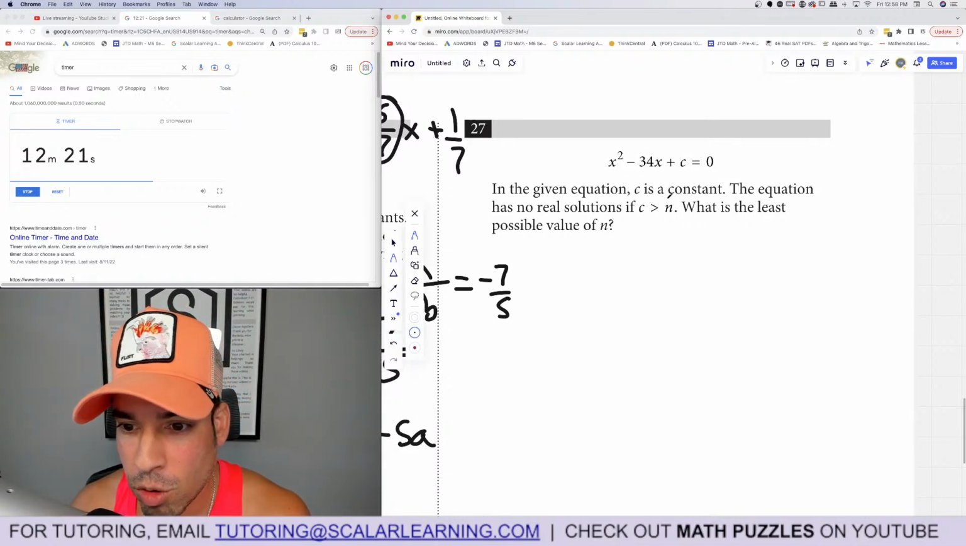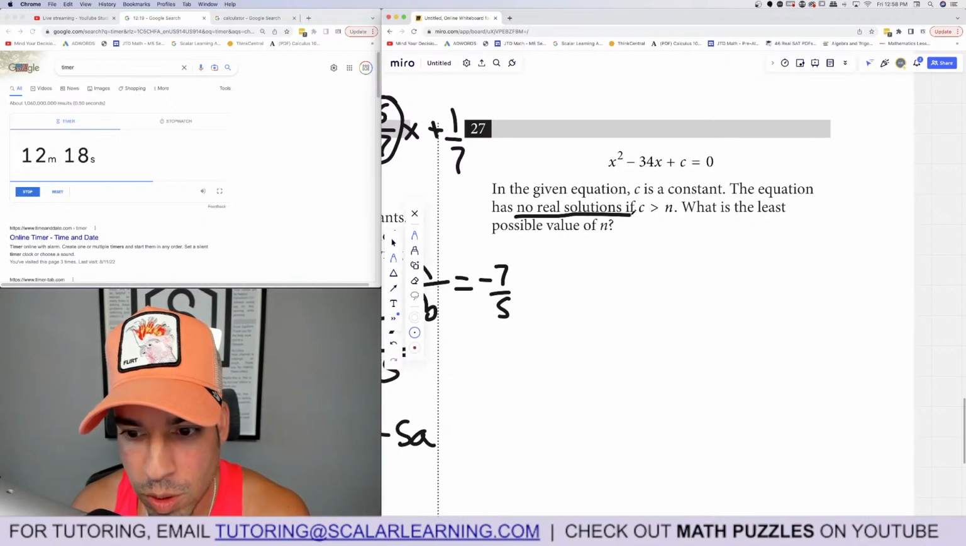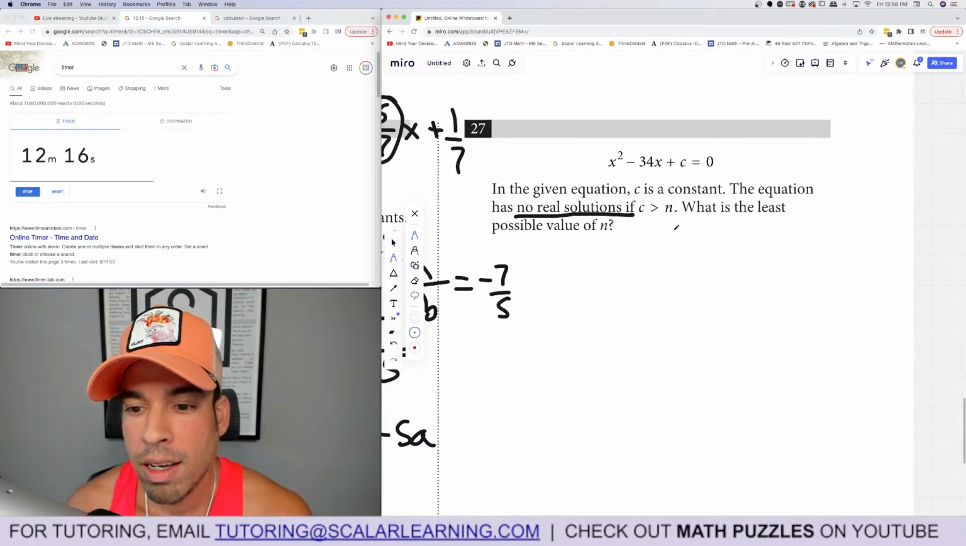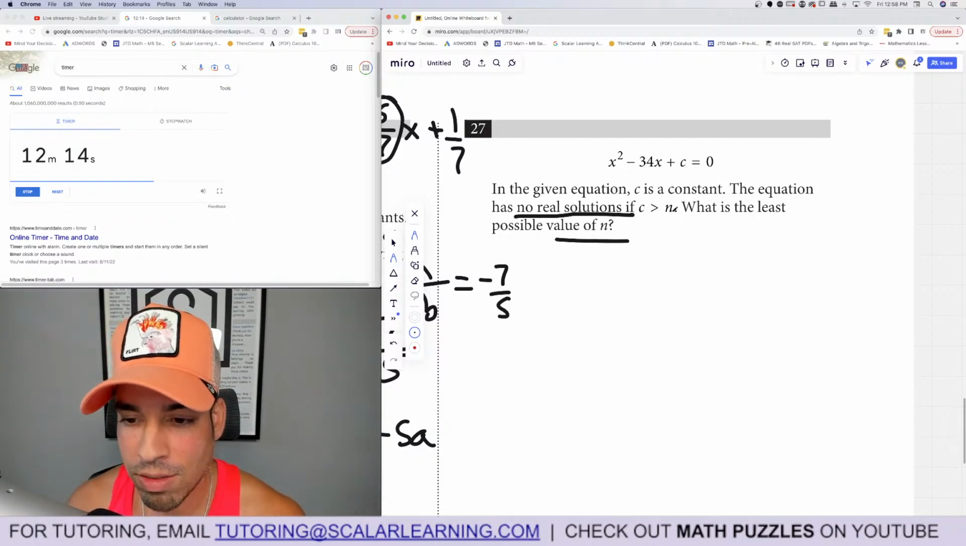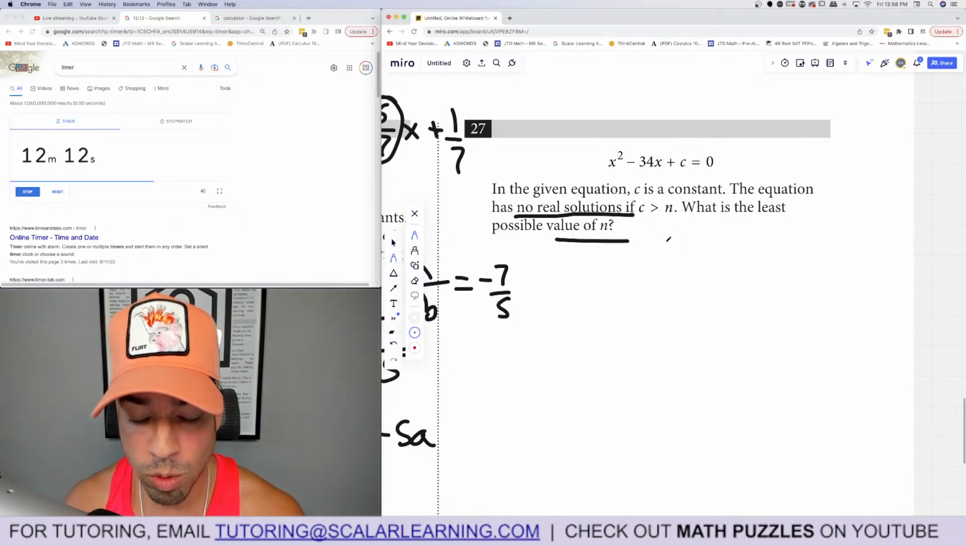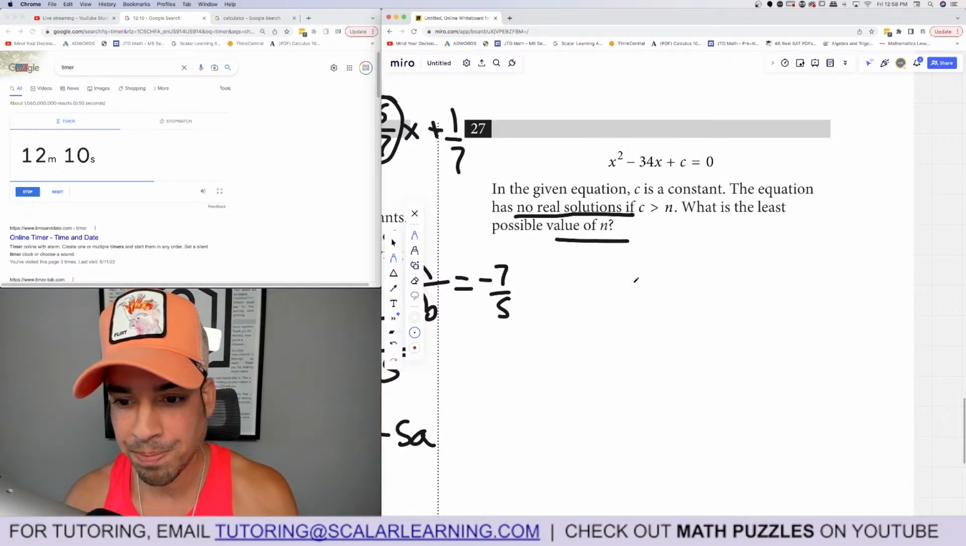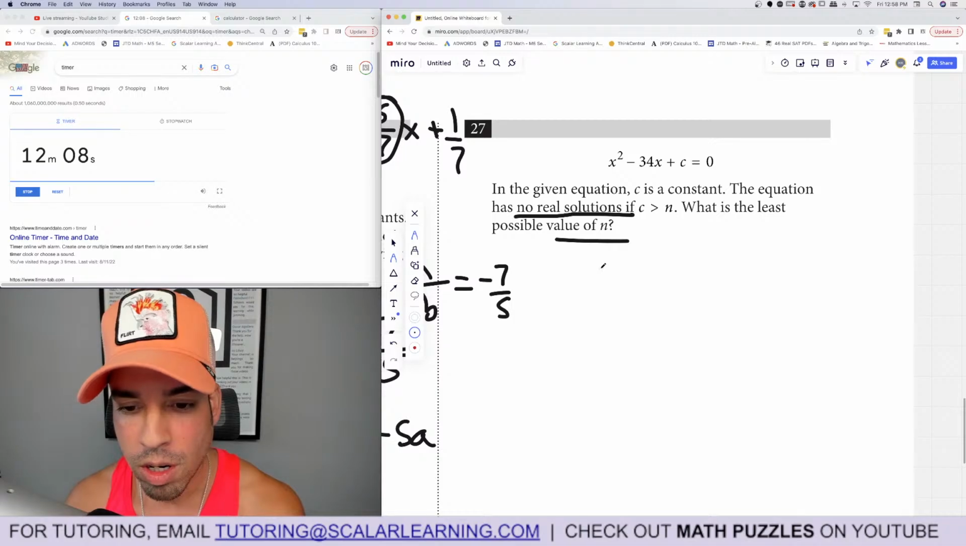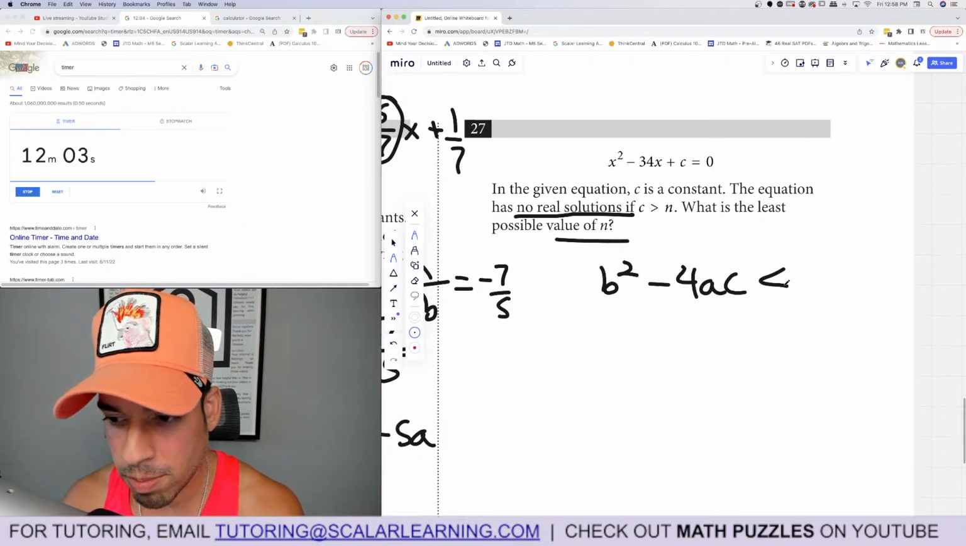Okay, this one. The given equation, C is a constant, has no real solutions. What is the least possible value of n if C is greater than n? What are we talking about here? We're talking about the discriminant. We have no real solutions, so that means b squared minus 4ac, which is the discriminant, must be negative.